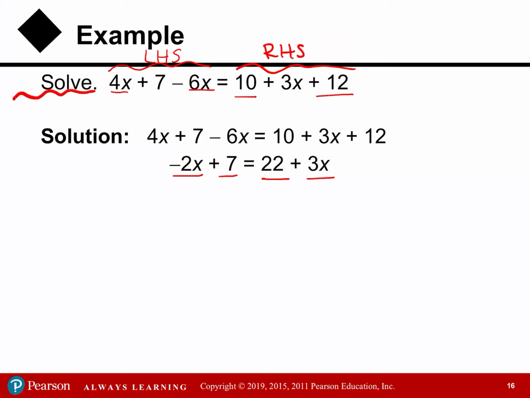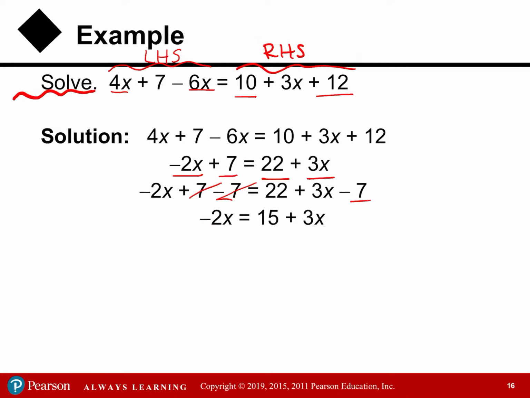So what do we do from here? Let's go ahead and get our x's on one side and everything else that doesn't have an x on the other side of our equal sign. So let's start off by moving that 7. Let's subtract 7 on both sides. That way our 7's are gone. And now let's go ahead and get our x's together. So let's move that 3x. Let's subtract it from both sides so that it's gone. Negative 2x minus 3x gives us negative 5x. So we're left with negative 5x equals negative 15.